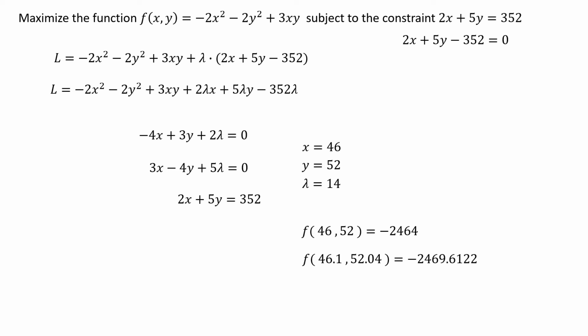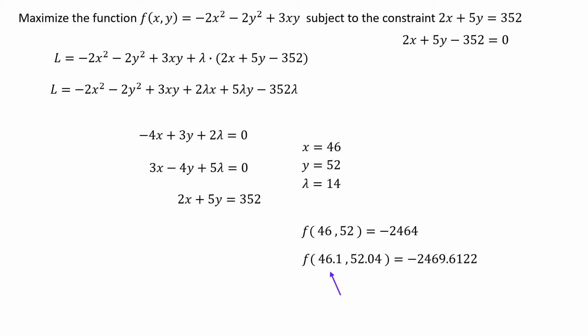Now, to confirm that it is a maximum, what I did is I took a nearby point that satisfied the constraint equation just to confirm that I would get something smaller than my original value. And you can see that negative 2469 is smaller than negative 2464. So the fact that a nearby point produced a smaller function value confirms that, well, it doesn't confirm, but it gives high degree of evidence that we probably have a local maximum there.